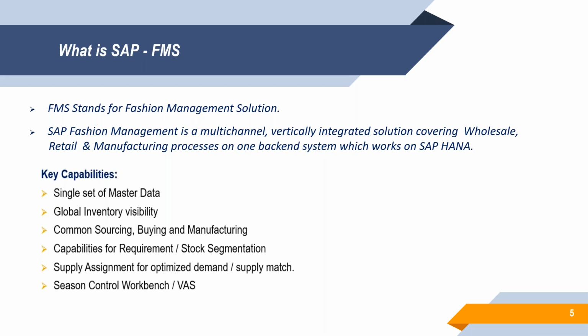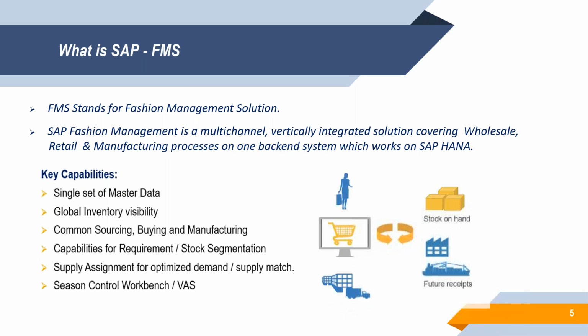And of course, you can have segmentation, which talks about the requirement segment versus the stock segment. We also do something called supply assignment, which is basically allocation. And you can also cover the season, or say fashion-specific core functionalities like seasons, value-added services, MSOs, size value conversions, distribution curves, etc. Let us see these areas one by one.